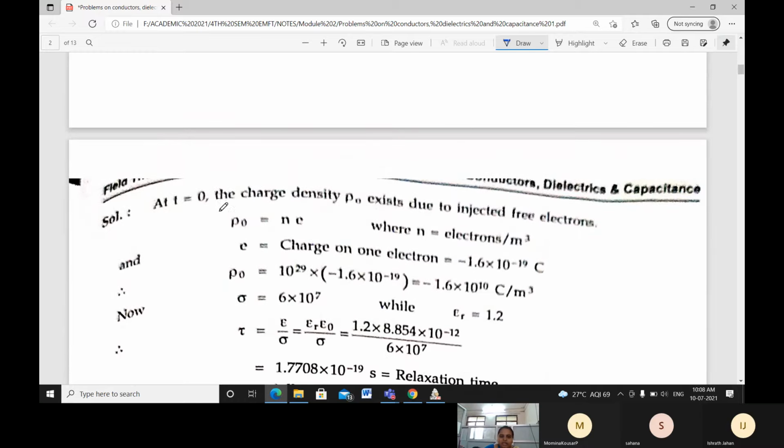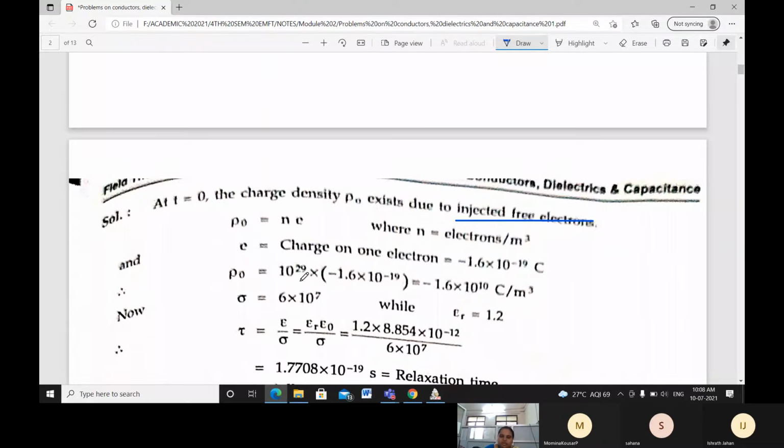First, at time t equal to 0, the charge density is taken as rho naught, which exists due to the injected free electrons. Due to the free electrons, you will be getting rho naught. That is going to be the equation n into e, where n is the number of electrons per meter cube, and e is the charge on one electron. It's a general thing; we know that it is minus 1.6 into 10 raised to minus 19 coulombs.